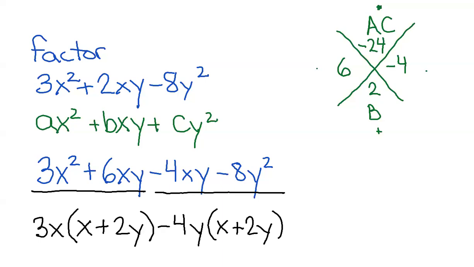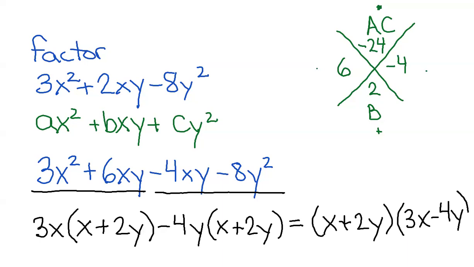Now, each of our terms has an x plus 2y in common. And what we've left behind is 3x, take away 4y.